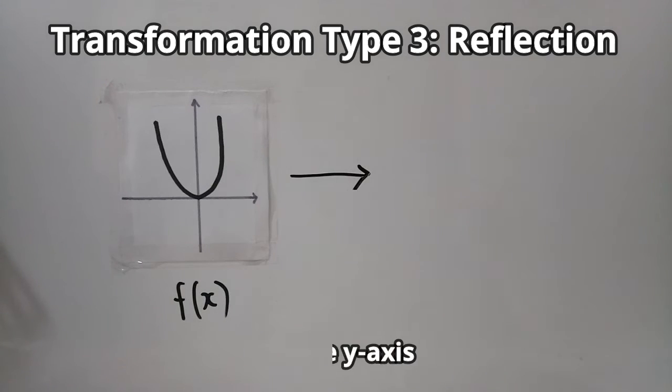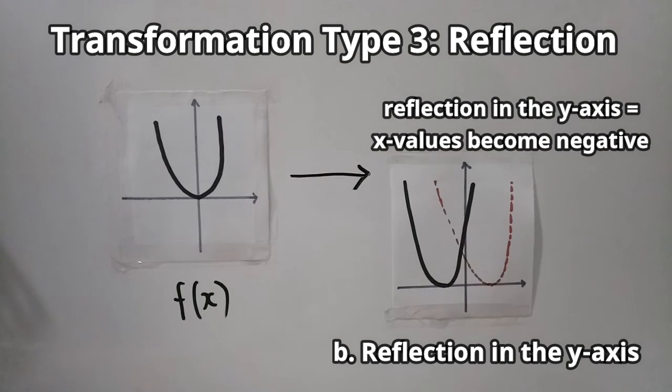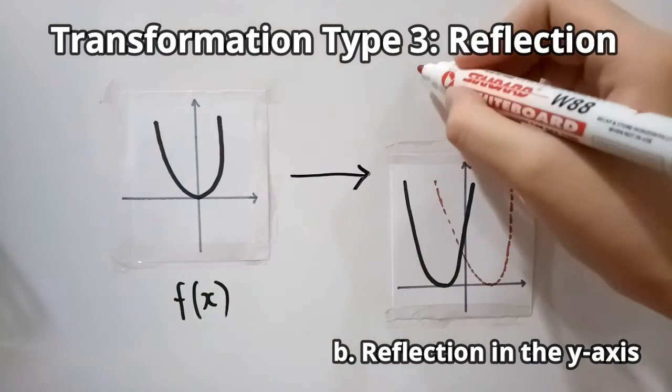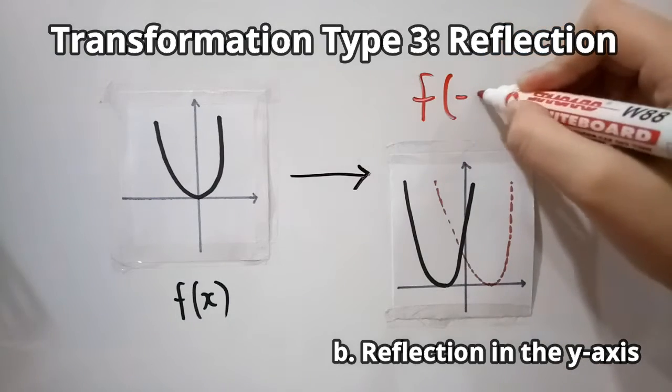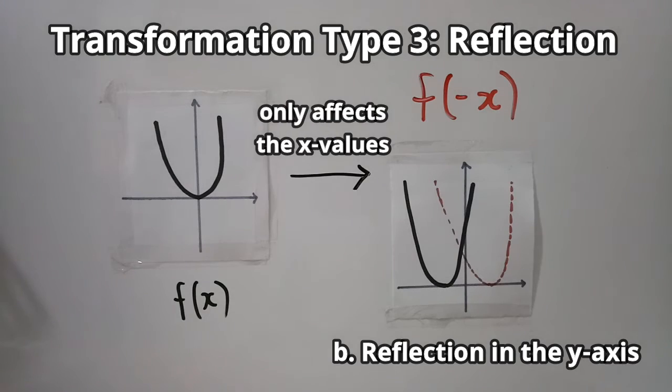B. Reflection in the y-axis. If f(x) is reflected against the y-axis, its x values are multiplied with a negative sign, and its graph appears on the other side of the y-axis. Its new form would be f(negative x) after being reflected. And since the negative sign is inside, it only affects the x values of the function.